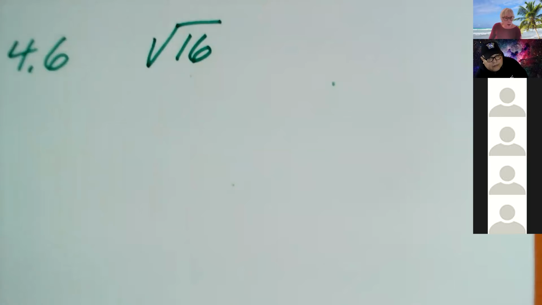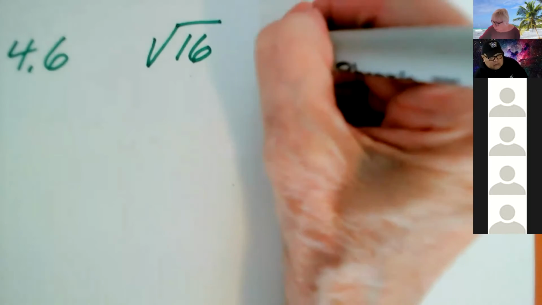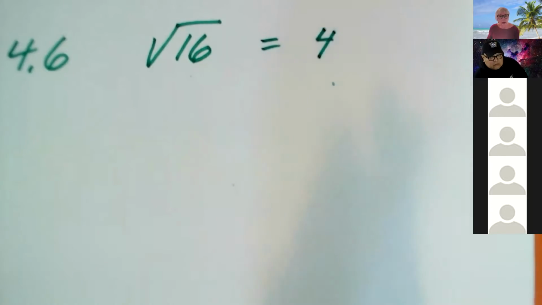Where did this number come from? So the square root of 16 is asking you what number got squared to get you 16. And the answer, of course, everybody happy with that? What number got squared?